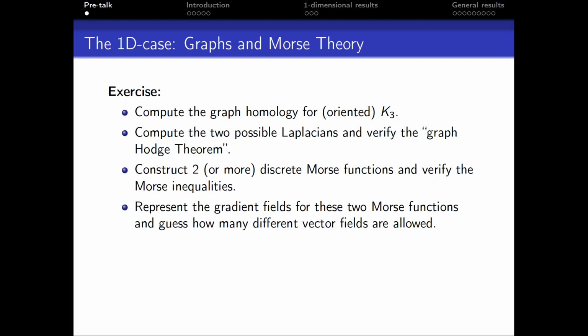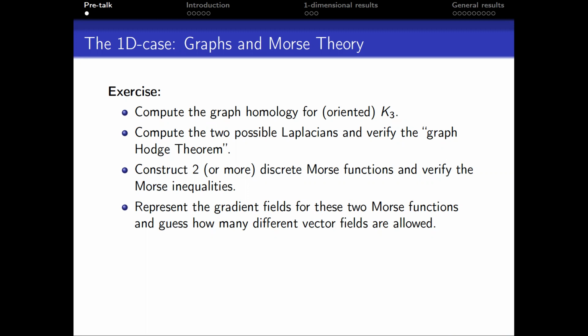Discrete Morse functions, and verify something that is called Morse inequalities. So in continuous Morse theory, there's a relationship between the Betti numbers of a manifold and the number of critical points of a Morse function. So we will see that in the context of graphs. And then we will have a visualization of these Morse functions in terms of vector fields. And I think that will help us to motivate the content of the talk.